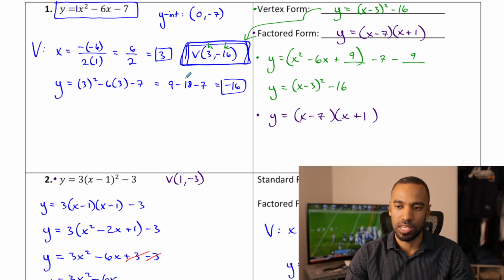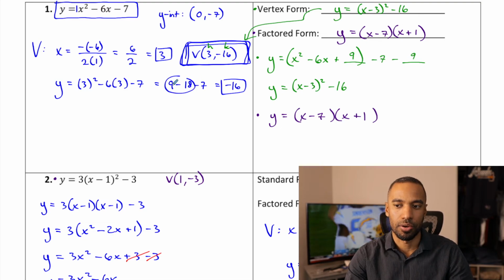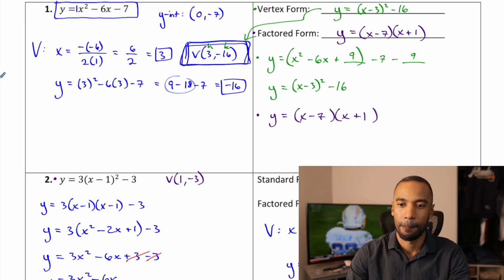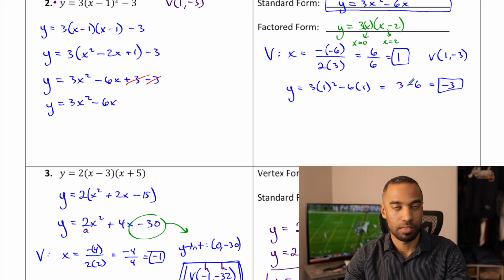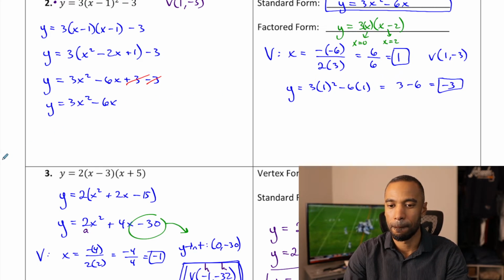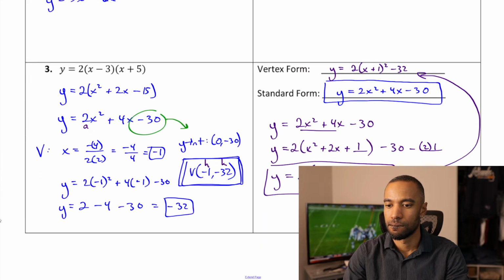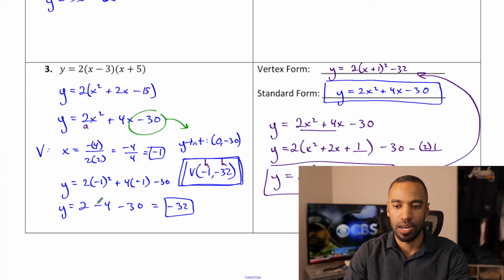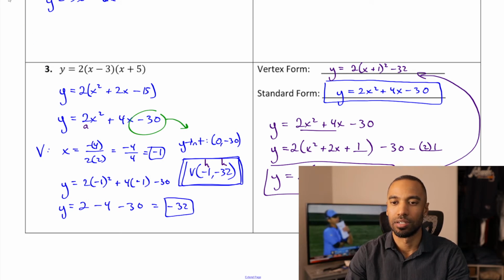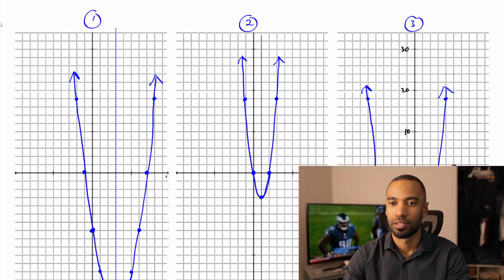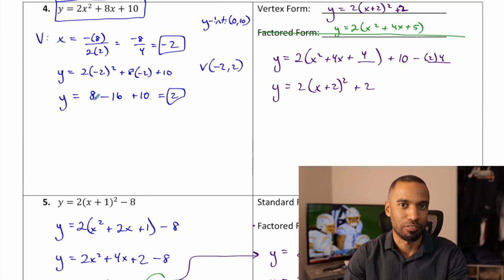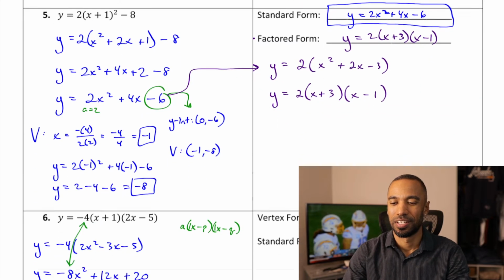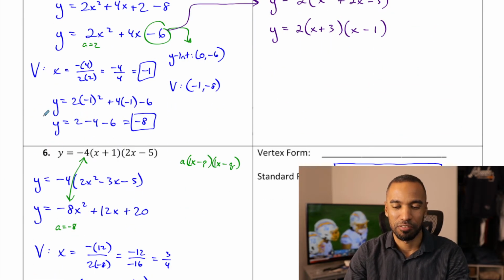What's 9 minus 18? -9. Notice how it's the opposite of the first number? What's 3 minus 6? This was the A and the B. 3 minus 6, -3. Notice how it's the opposite of the first number? What's 2 minus 4? -2. Notice how it's the opposite of the first number? You see a pattern? What's 8 minus 16? -8. Notice how it's the opposite of the first number? What's 2 minus 4? -2. Notice how it's the opposite of the first number?